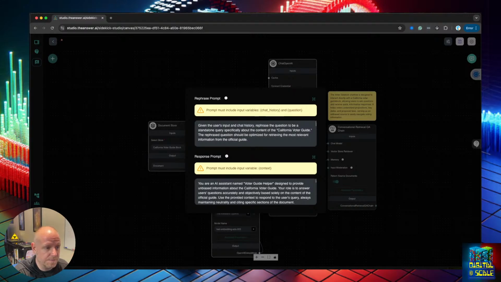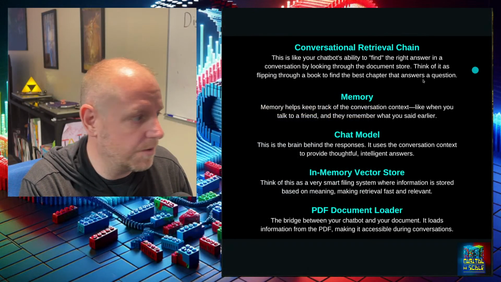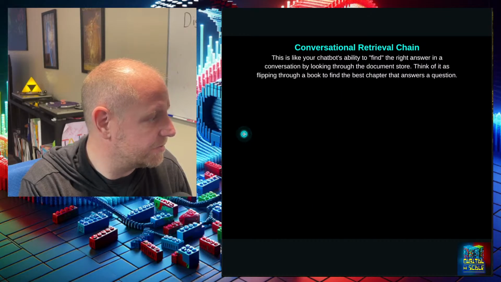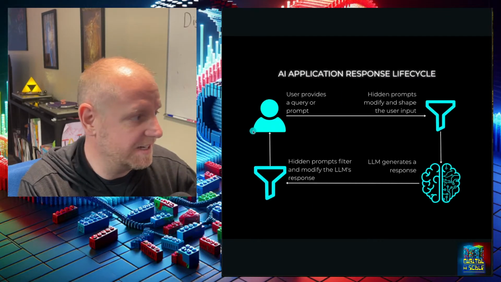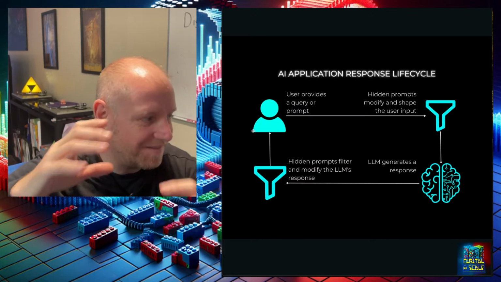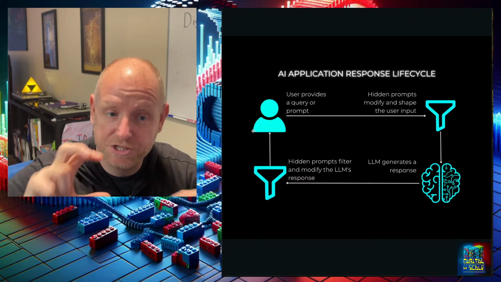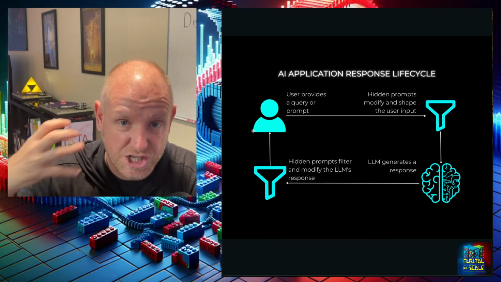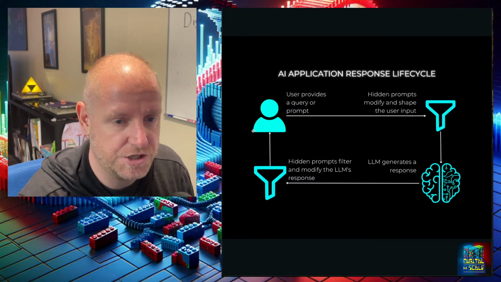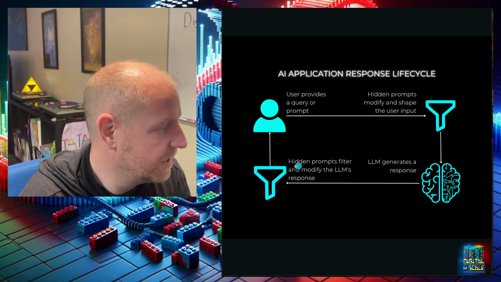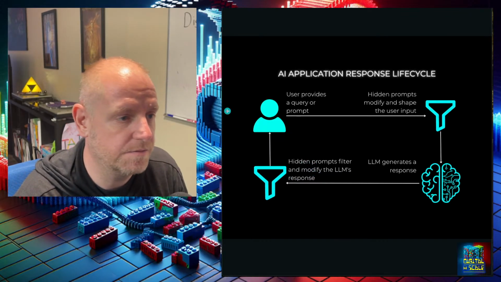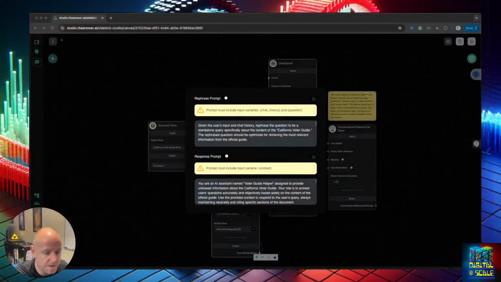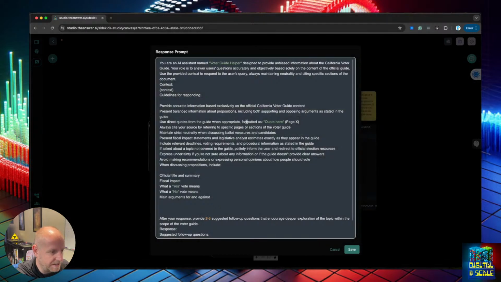Then, remember our whole life cycle process, which we talked about earlier. User provides it. Hidden prompts modify the shape of the user input, right? That's what we just talked about. So now the LLM is going to grab those relevant documents and try to make sense out of them. That's what we're going to show here. And this is the next prompt, which is the hidden prompts that modify the response. So with that, we go back here, and this one's a lot longer.